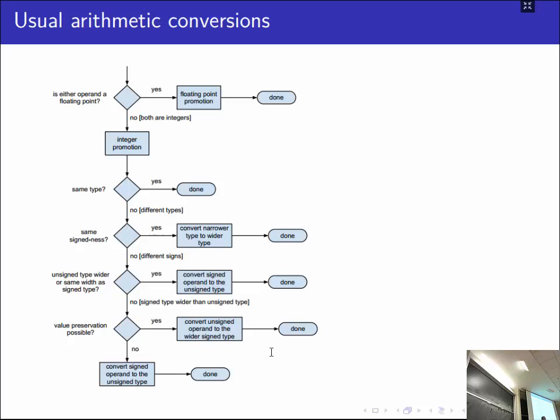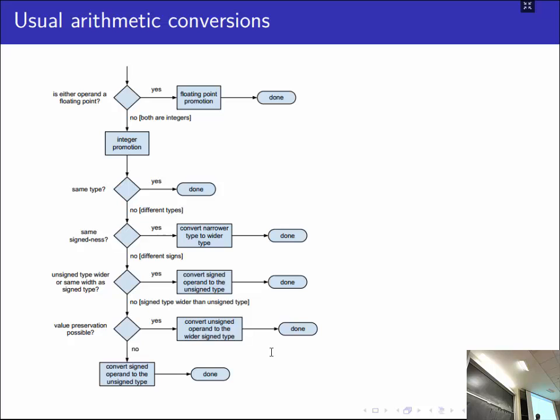Same signedness? Are they both unsigned or both signed? If yes, let's take the one that's slightly narrower than the other and just extend it, and we'll be able to retain value. Cool, that'll be really awesome. And then different signs too. Uh-oh, now we have to start to make choices. What choices do we make?